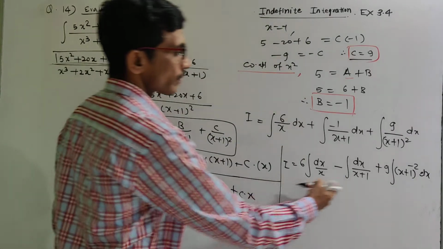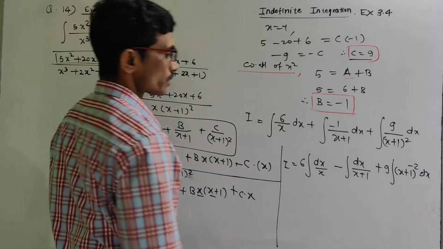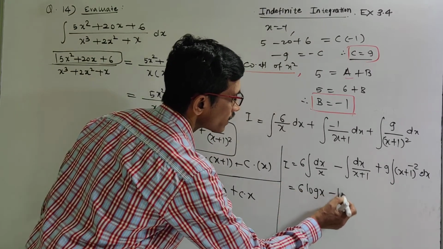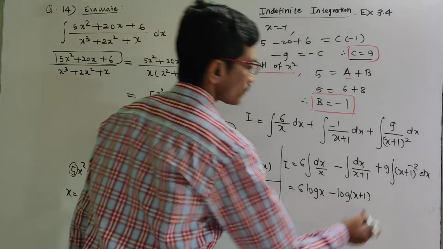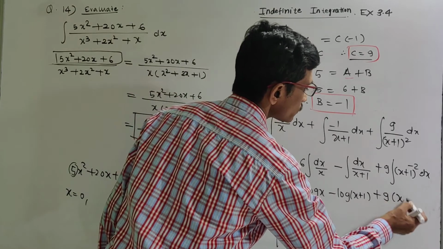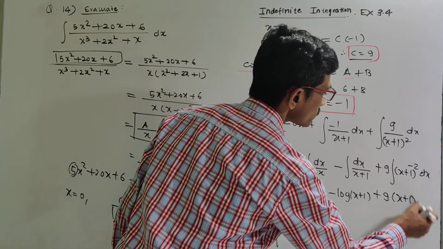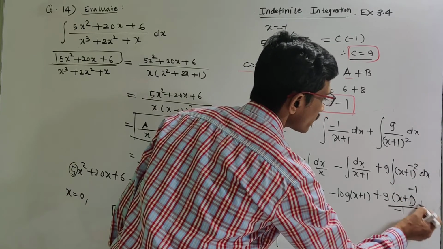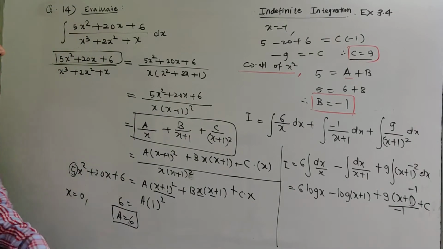Log of x plus 1, and this is x raised to power -2 plus 1 upon -2 plus 1. 6 log of x minus log of x plus 1 plus 9 x plus 1 raised to power -2 plus 1, that is -1 upon -1 plus c, so that we can put the answer in this form.